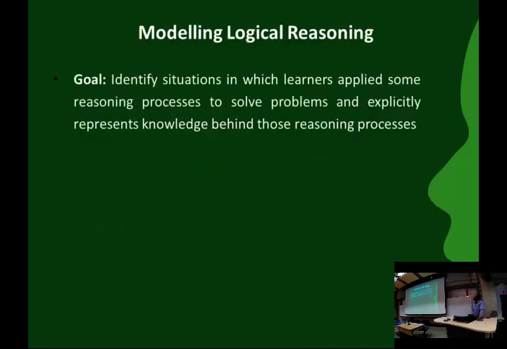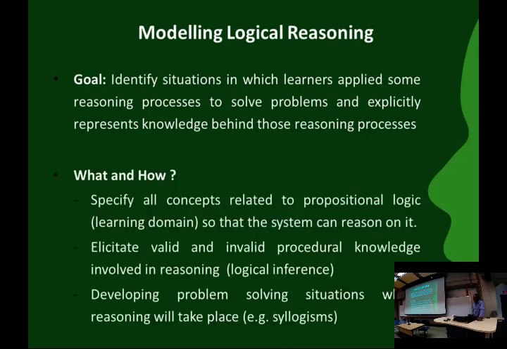So the goal was to identify situations in which learners apply some reasoning process to solve problems and explicitly represent knowledge behind those reasoning processes. So what and how? As I already spoke about, we have developed the ontology and then procedural knowledge related to the reasoning, etc.